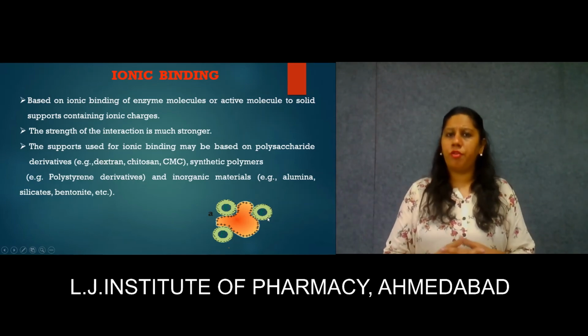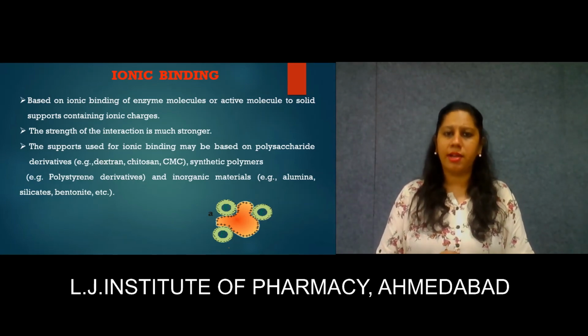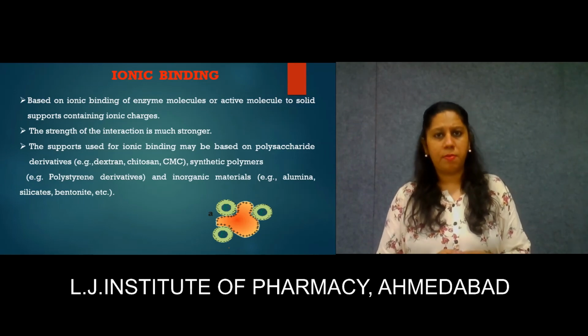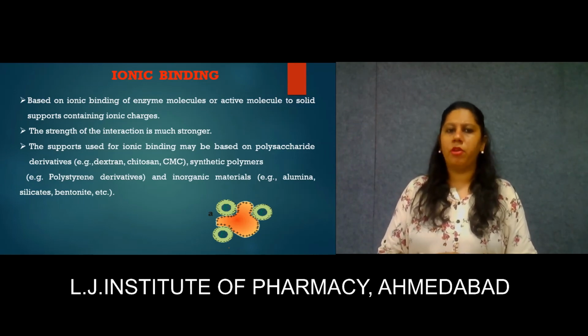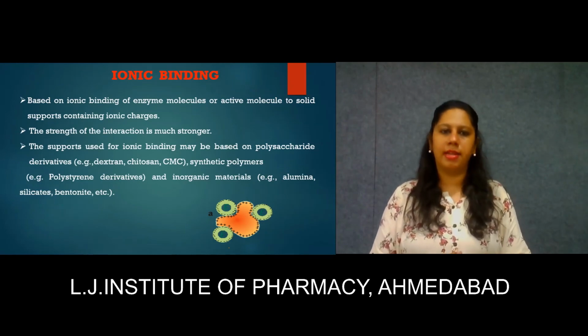The support used for ionic binding may be based on polysaccharide derivatives, for example dextran, chitosan, or carboxymethyl cellulose, or synthetic polymers like polystyrene derivatives, and inorganic materials like alumina, silicates, bentonite, etc.